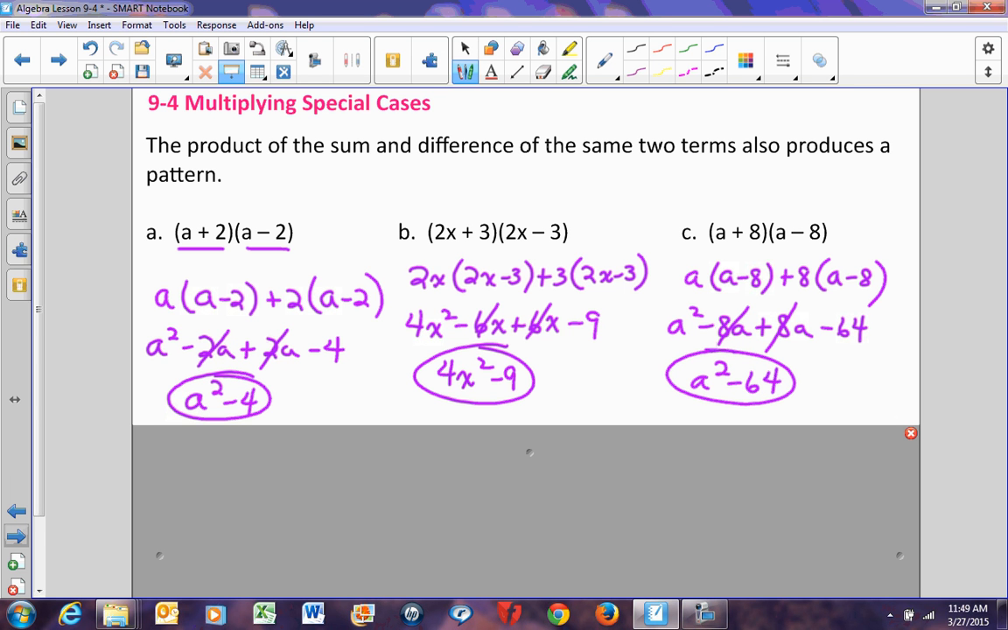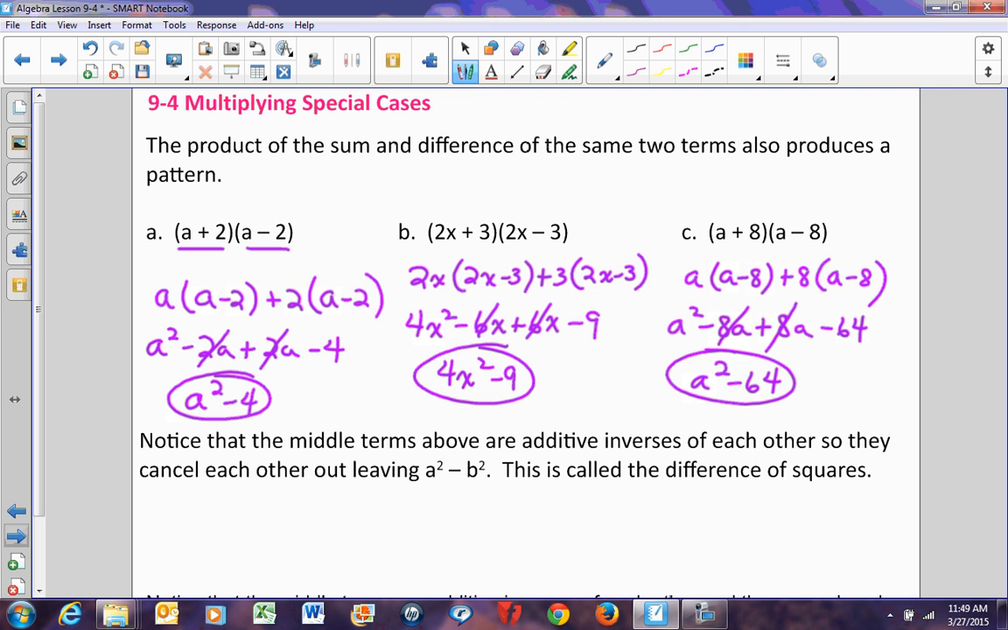You'll notice that in every single one of these, we have no middle term whatsoever. They cancel out every single time. We had a plus 6x, a minus 6x, a plus 2a, a minus 2a, a plus 8a, a minus 8a, which means they canceled out, which means we're left with our first term squared minus our last term squared, which is another special product.